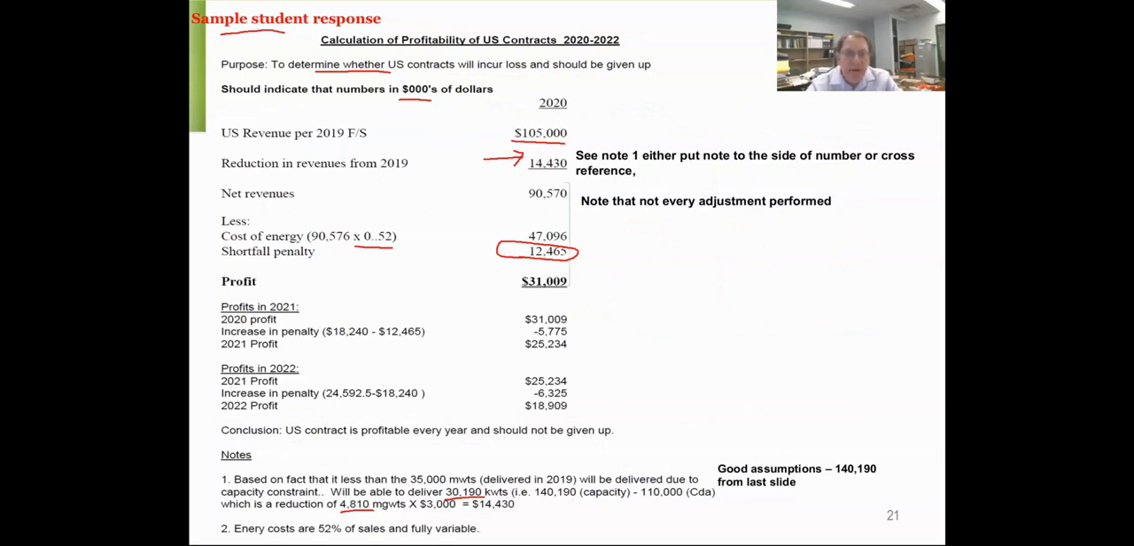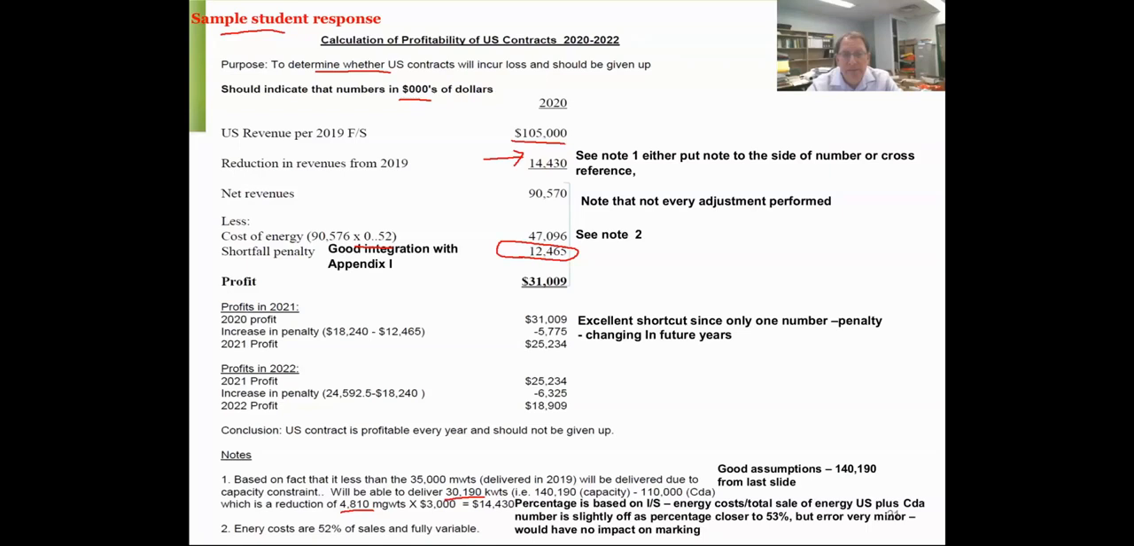So my profit, I'm still making money. I'm still making money. Now, there's integration. And look at my shortcut. People, I did exactly the same thing I did this morning. The only difference in year 2 and year 3 is the penalty. And you've already done the penalty on the previous slide. Just bump it up. So that's going to reduce profits more because my penalty is increasing.